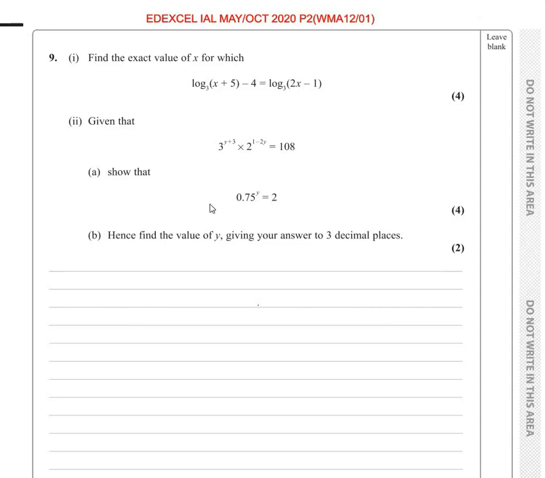Welcome back. This is the ninth question from Edexcel International Advanced Level, May or October 2020 P2 paper. This question is from the Exponential and Logarithms chapter.